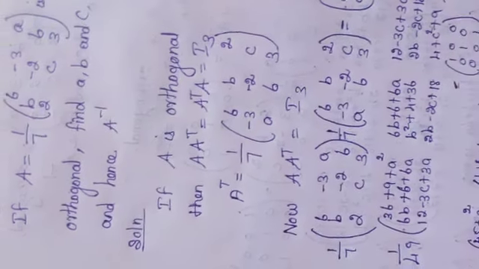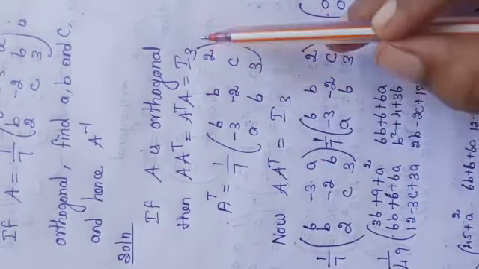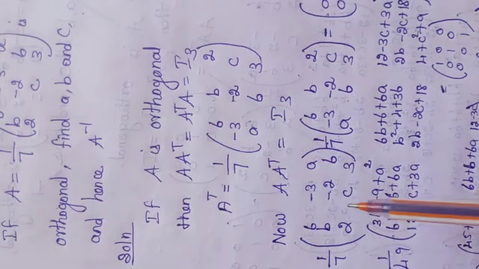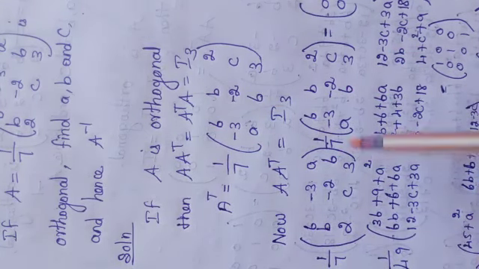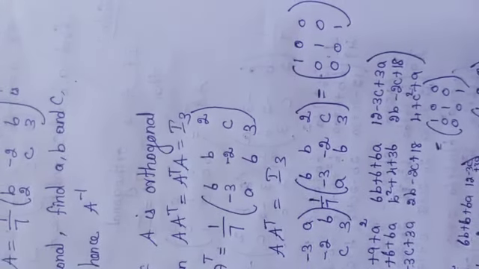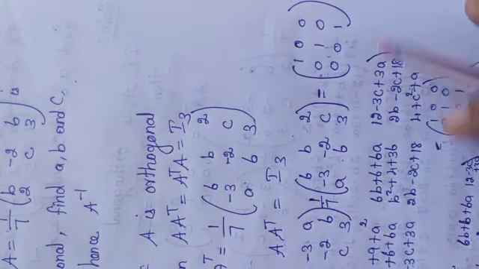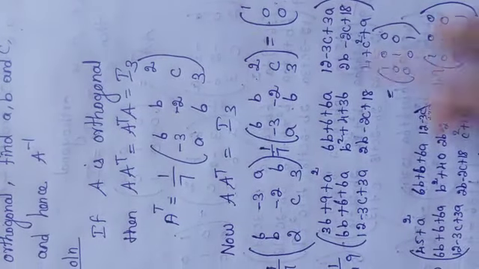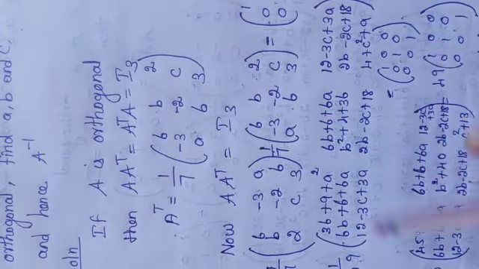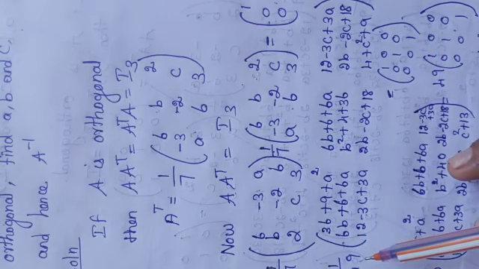So we have got the answer. Now I am taking only one part, A into A transpose equal to I3. Substitute the value of A into the value of A transpose, equal to the identity matrix: 1, 0, 0, 0, 1, 0 and 0, 0, 1. Now shall we multiply? 1 by 7 into 1 by 7 is 1 by 49.